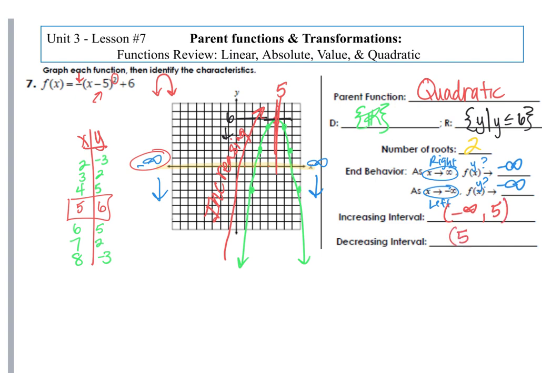Now, we pick up where we left off with that same number. From positive 5 to the right forever, this always is going down. But again, the rightest x value is positive infinity. So from 5 to infinity, we are always decreasing with our slope.